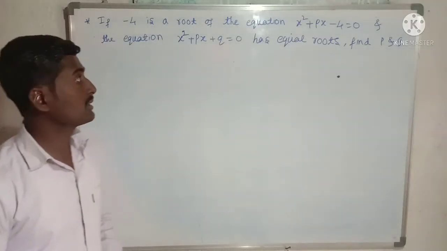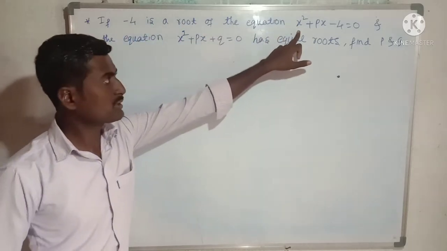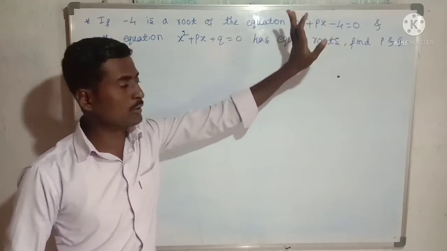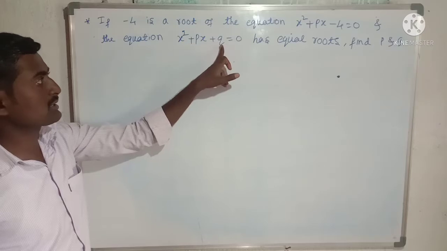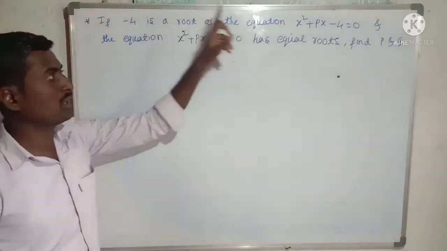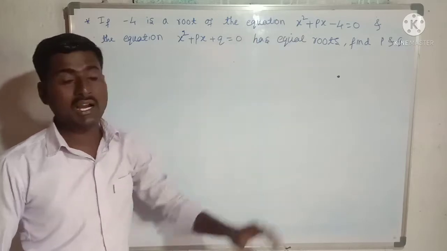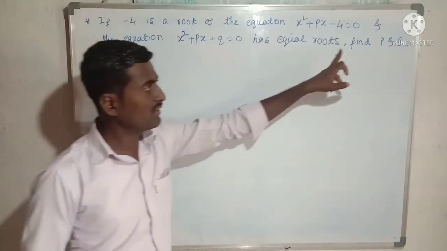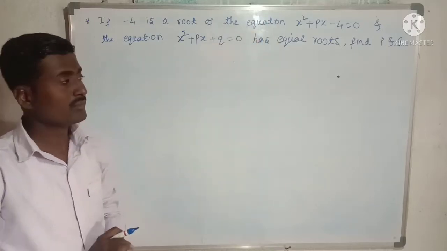Next question. See the question. If minus 4 is a root of the equation x square plus px minus 4 equal to 0, and the equation x square plus px plus q is equal to 0 has equal roots. Minus 4 is the root of the first equation, and these two equations have equal roots. Then find the values of p and q. There are two unknowns, p and q, we have to find.